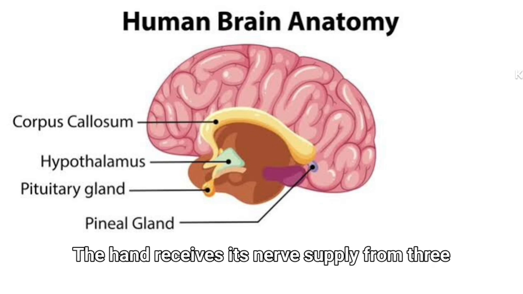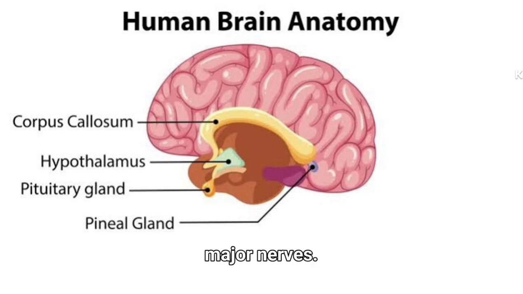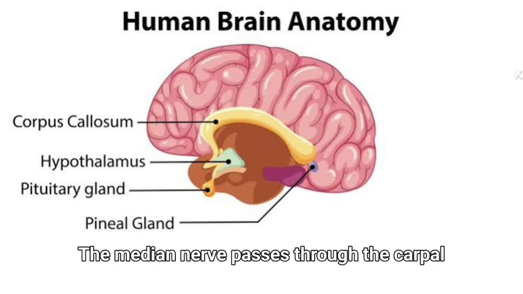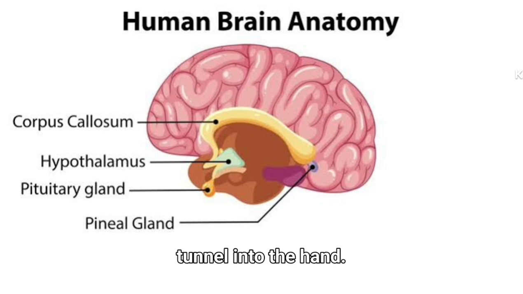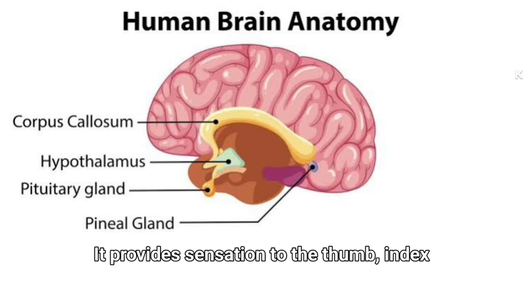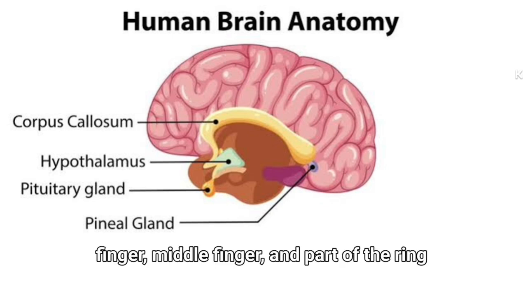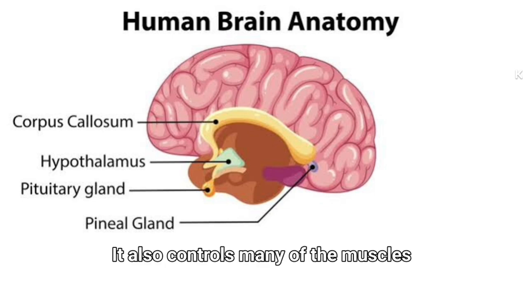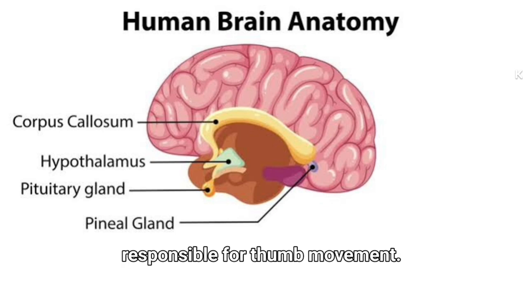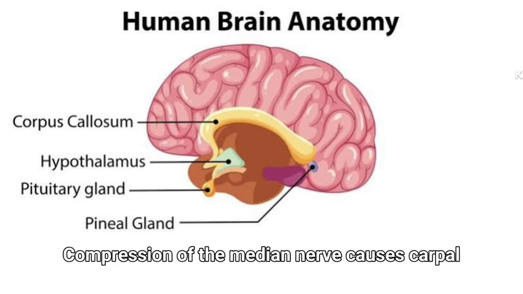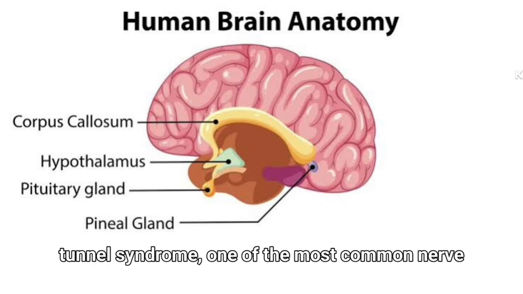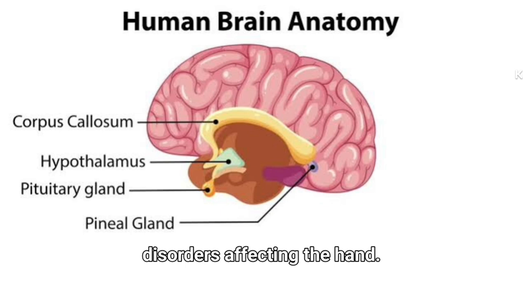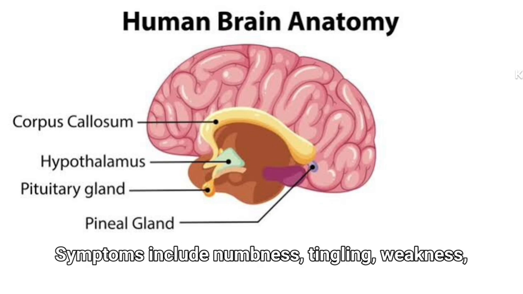The hand receives its nerve supply from 3 major nerves: the median nerve, the ulnar nerve, and the radial nerve. The median nerve passes through the carpal tunnel into the hand. It provides sensation to the thumb, index finger, middle finger, and part of the ring finger. It also controls many of the muscles responsible for thumb movement. Compression of the median nerve causes carpal tunnel syndrome, one of the most common nerve disorders affecting the hand. Symptoms include numbness, tingling, weakness, and pain.